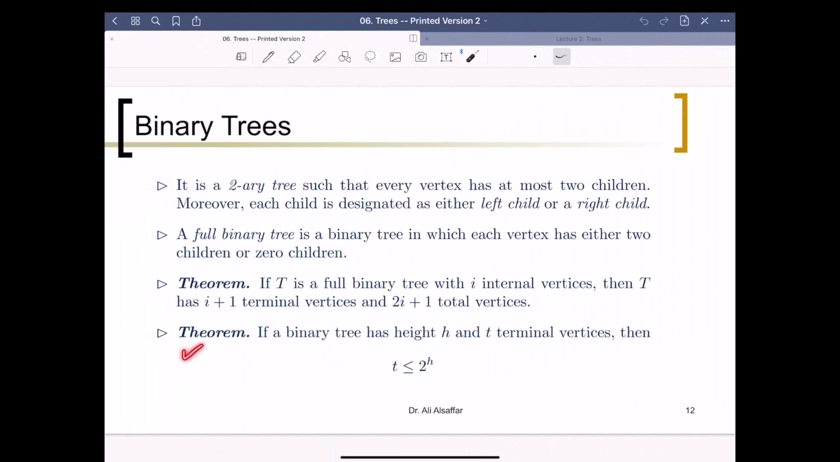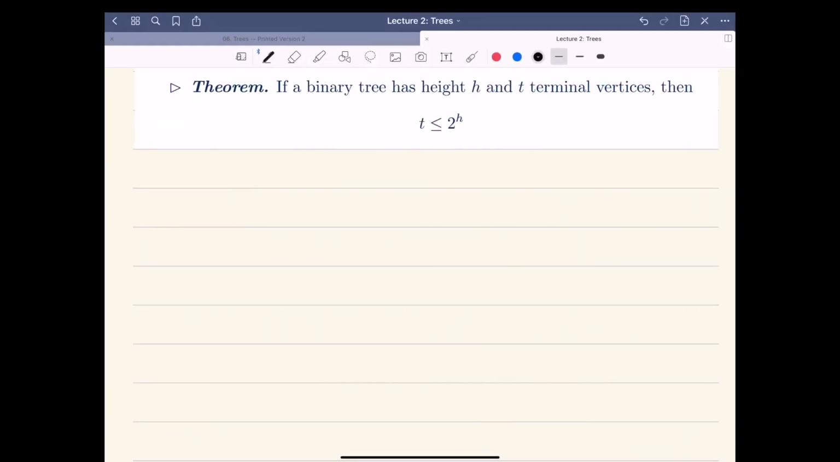For the next problem, it says if we have a binary tree with height h and terminals t, then the number of leaves, which is the number of terminals, will never exceed 2 to the power h. So that means this is the maximum value we can get for the number of terminals. So how to start the proof? Let us see what is given in the problem. It is given that it is binary, so m is equal to 2, and it has height h. So h is given as the height and t is given as the number of terminals.